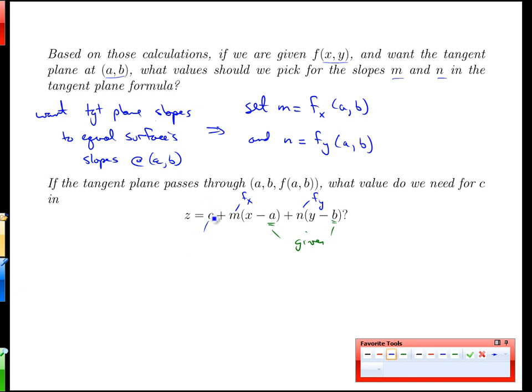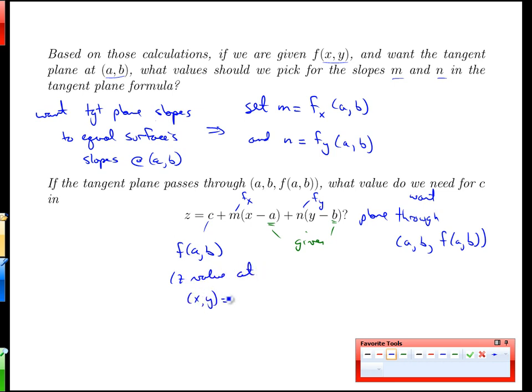The only thing remaining is the height. Well, we want a plane that goes through the point A, B. What's the height at that point? Well, the height's given by our function. That's our z value. And so c is going to be the value we get when we plug our x and y coordinates into the function, so at the point where xy is equal to ab. And that pretty much completes our formula.